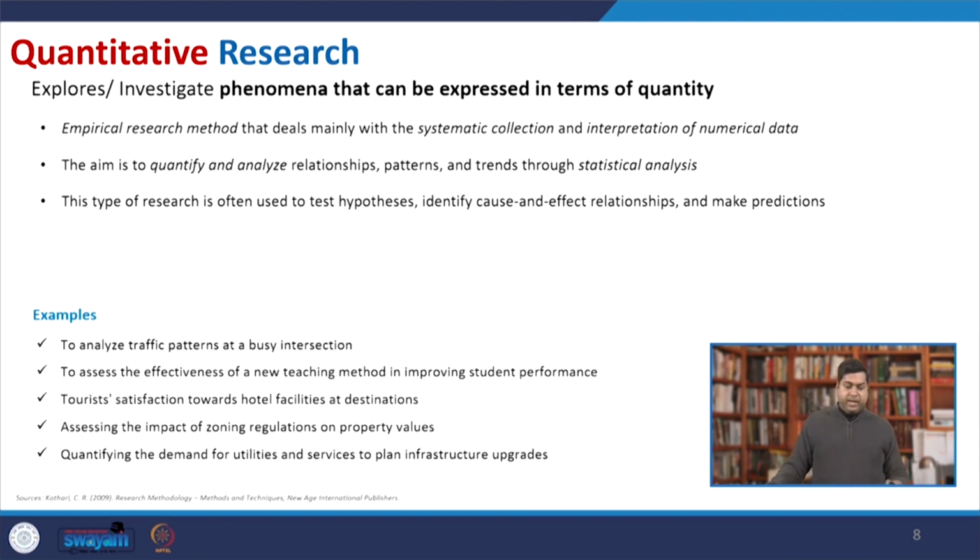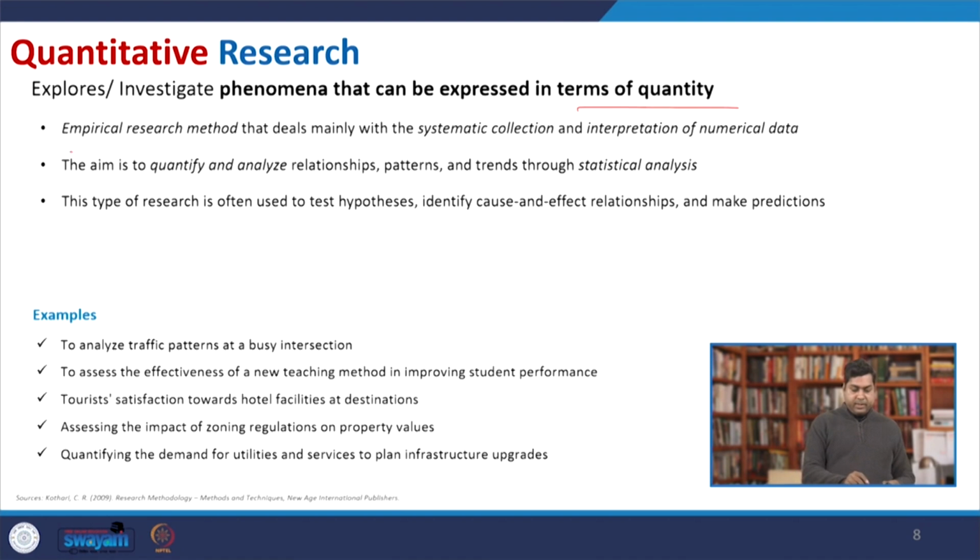Okay, with that we are moving to quantitative research, and let me tell you one thing: though we are discussing this under different heads, sometimes there is an overlapping area. Even applied research can be quantitative, it may be qualitative, or it may be a combination of both, which is called a mixed method. Quantitative research explores and investigates phenomena that can be expressed in terms of quantity. So this quantity is very important.